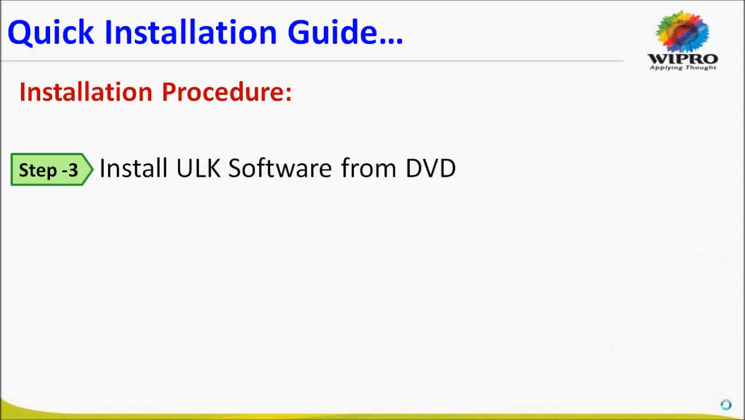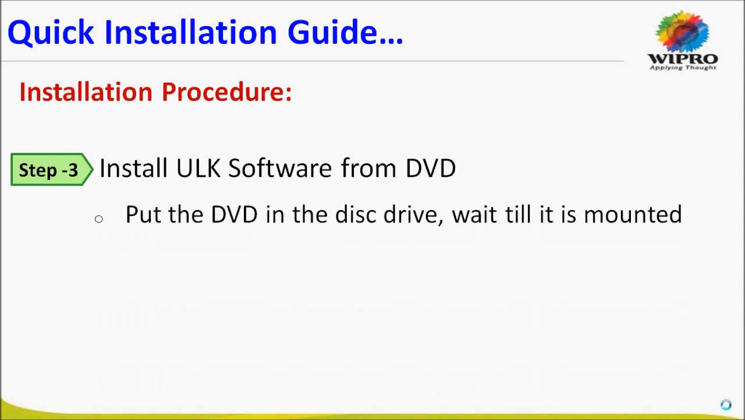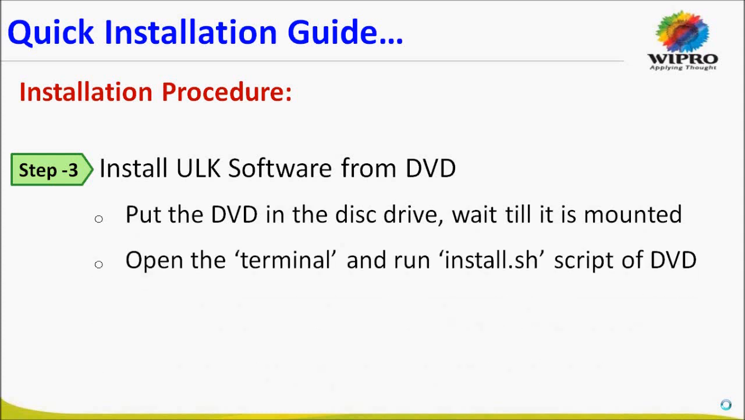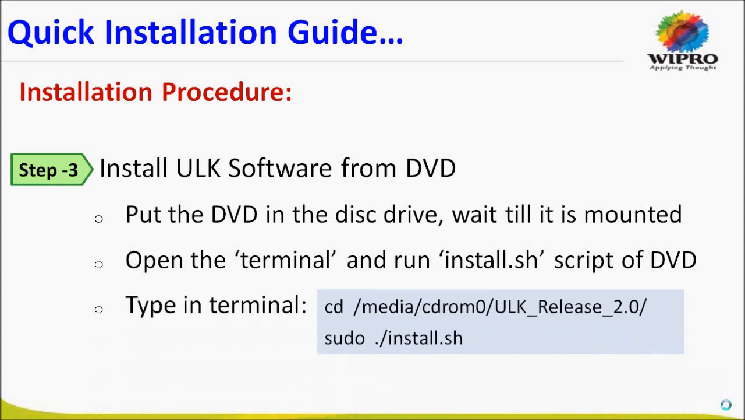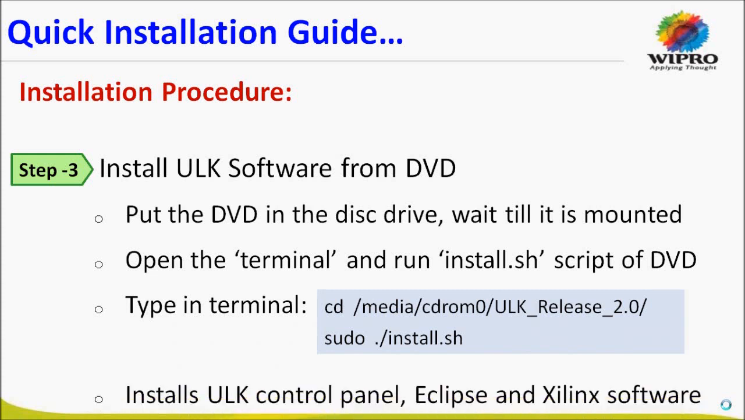Once Ubuntu is installed, the system would restart. Remove the Ubuntu CD from the DVD drive and boot up the system with Ubuntu. Put the ULK installation DVD in the drive and wait till it is mounted. Through the terminal window, run the install.sh script from the DVD. To do this, open the terminal and type the command shown here. Execution of this script will install ULK control panel, Eclipse, and Xilinx applications.